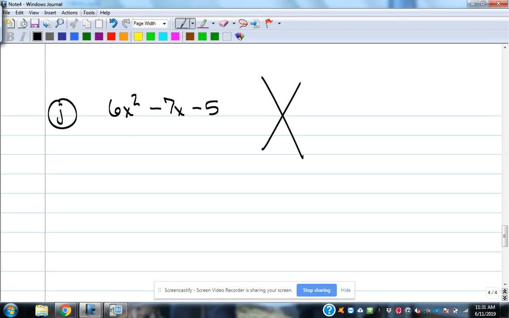Try again. Remember, we got to multiply A times C. 6 times -5 would be -30. And then on the bottom will be -7. Okay. And then we need to multiply to be -30 and add to be -7.